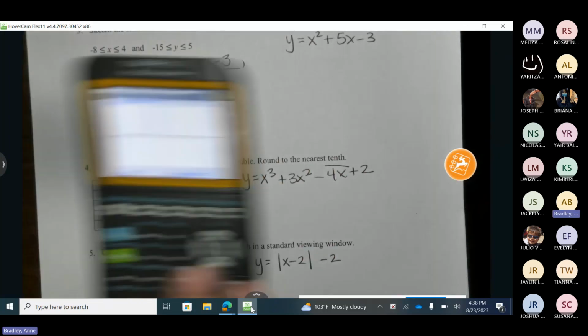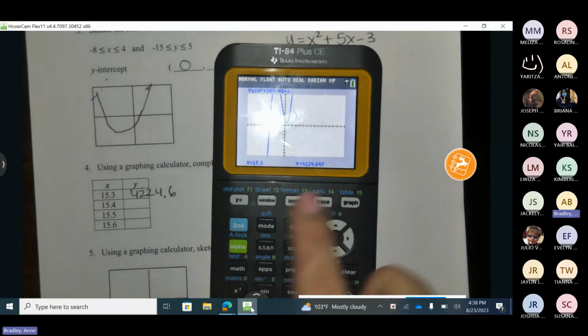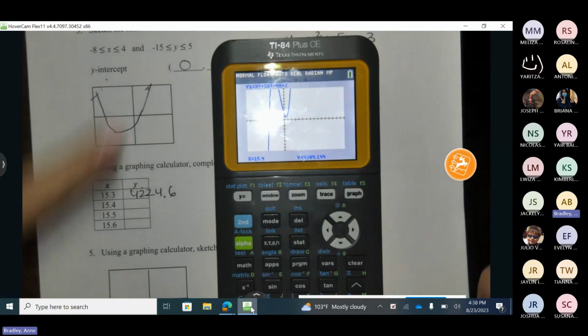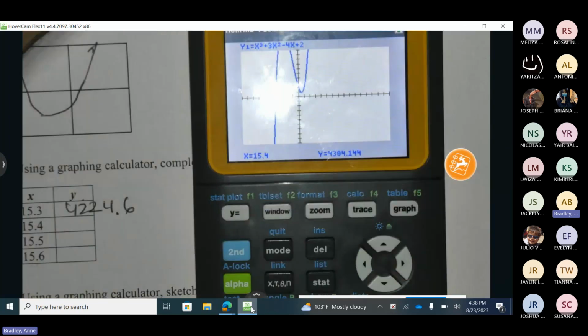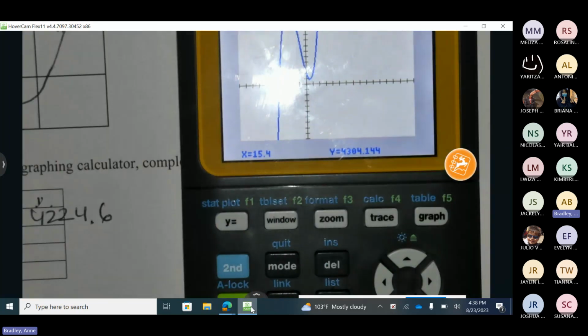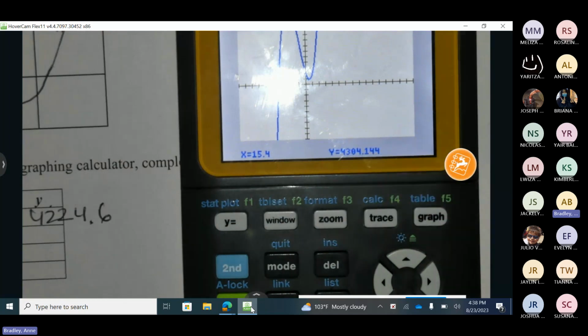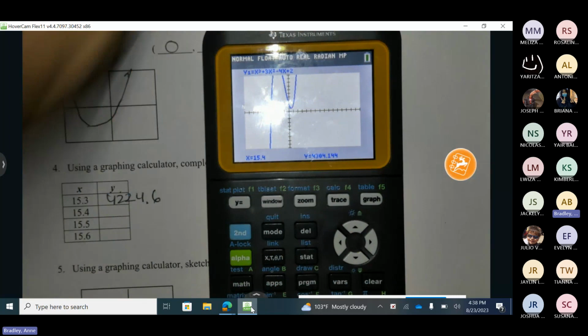And just for the sake of time, not to waste it for you, as I do these, I may not write these down, but you get the idea of what we're doing here. So if I zoom in here, if you happen to be looking at your phone, and we round this now to the nearest tenth, it would be 4,304.1.